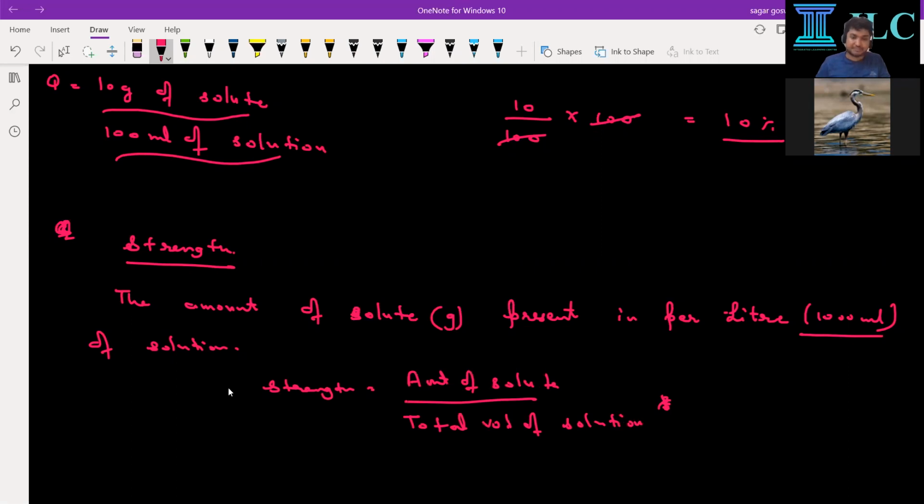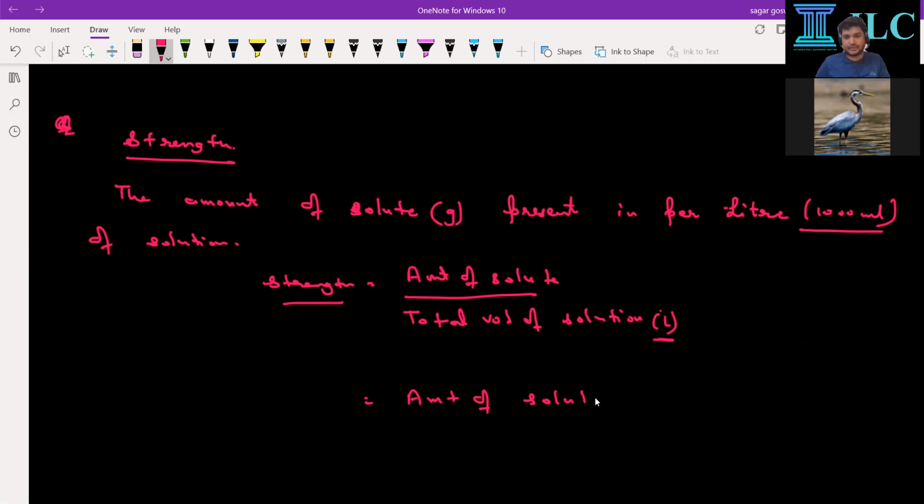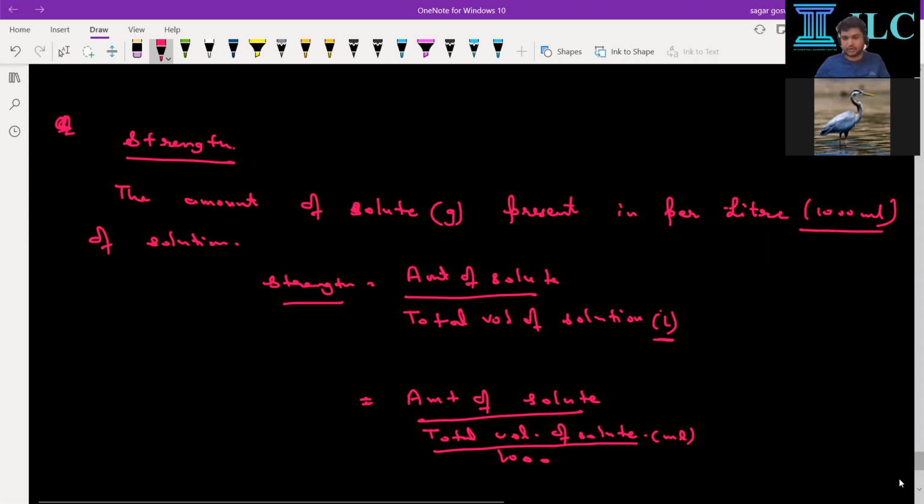Remember, if I am saying percentage, then you have to write into 100. But if I am saying only the strength, then you don't have to take the 100. You have to take the volume in liter, but if you take it in ml, then you have to divide by 1000. You always have to take it in liter. So the amount of solute divided by the total volume of solution in liter. If you are taking it in ml, then it will be divided by 1000, and that 1000 will come here in the numerator. So always take the volume in liter.